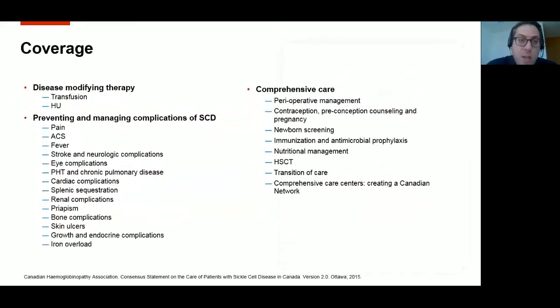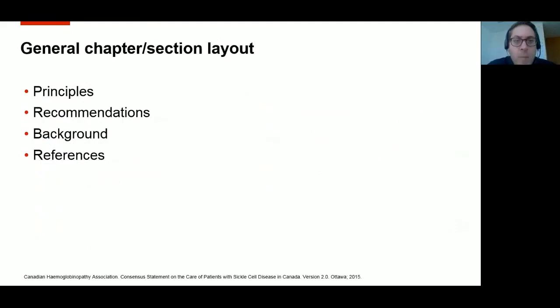It starts with 2 dedicated chapters on transfusion and hydroxyurea, and then goes into prevention and management of specific complications, typical complications that are seen in sickle cell disease, and then a dedicated 3rd section on comprehensive care, looking at aspects of perioperative management, pregnancy, then going into newborn screening, immunization, and transition of care. It also has a dedicated chapter on comprehensive care centers, and how these can be established, and the creation of a Canadian network per se.